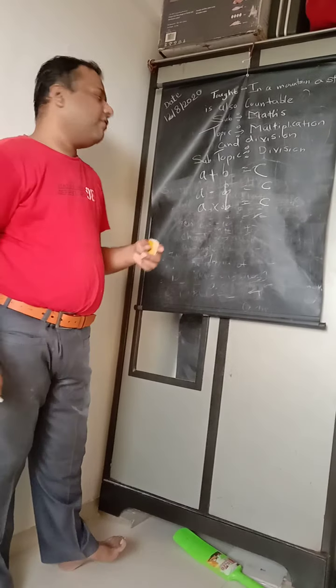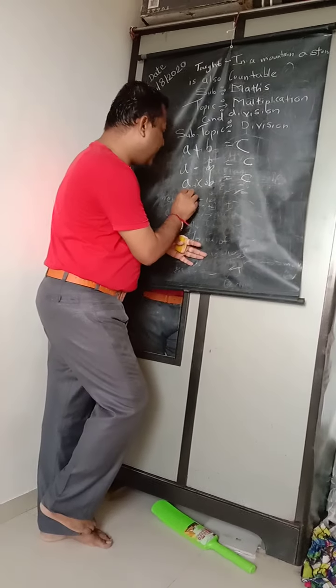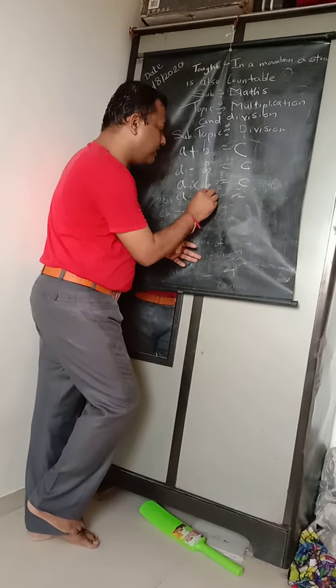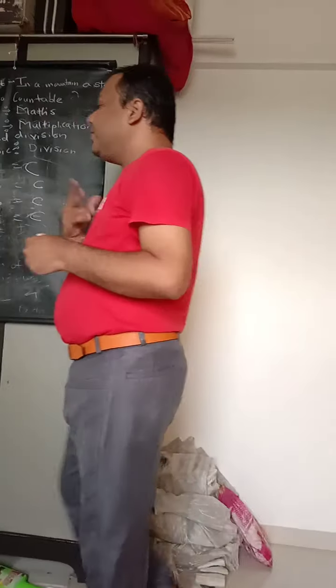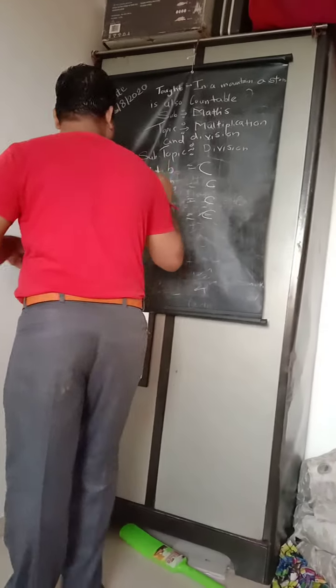How many integers are required for division? Again two. A divided by b is equal to c. So listen, my friends, here we require two integers. How many integers are required? Two integers. It means all these three things.